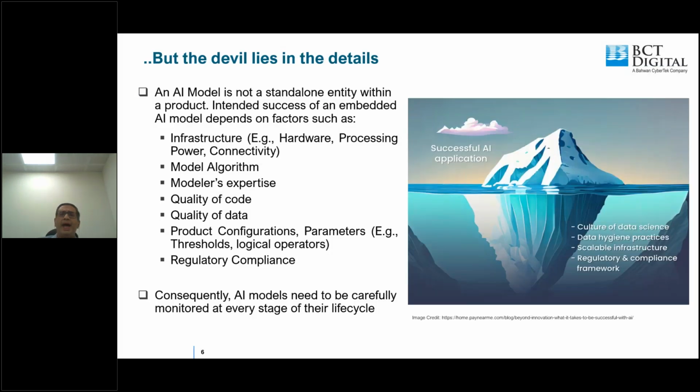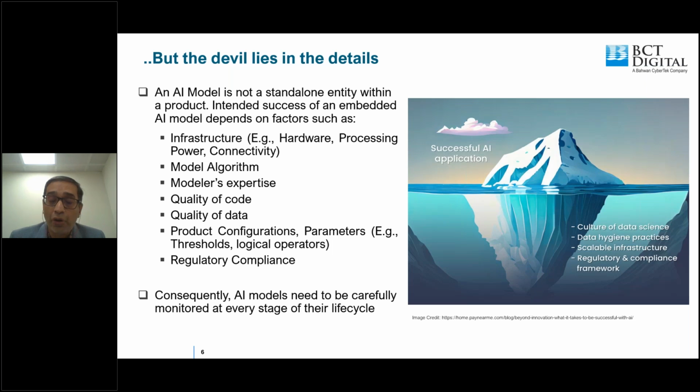But things are not as rosy as it seems, because the devil always lies in the detail. If you look at it, AI is not a standalone entity. It does not stand on its own legs, actually. There are way too many dependencies. The dependencies could be in the form of infrastructure, your hardware, processing power, connectivity, and so on and so forth. The algorithm based on which the AI runs, the modeler's expertise is a very important factor. Then, of course, the quality of code and the quality of data. These are very important factors in the success of an AI model.